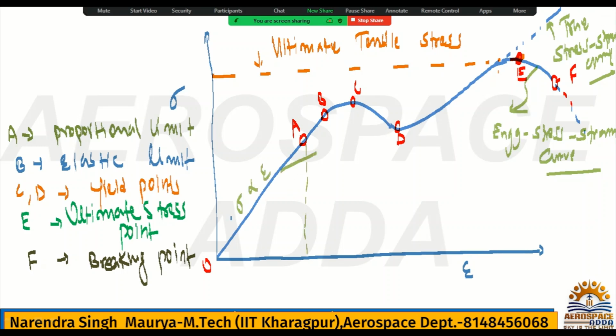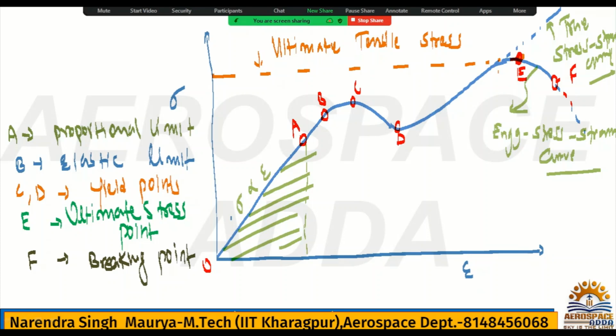Okay, this is called the elastic proportional limit, obviously O to A. And here you can say that Hooke's law will be valid. Hooke's law will be valid in this region where stress is directly proportional to strain.